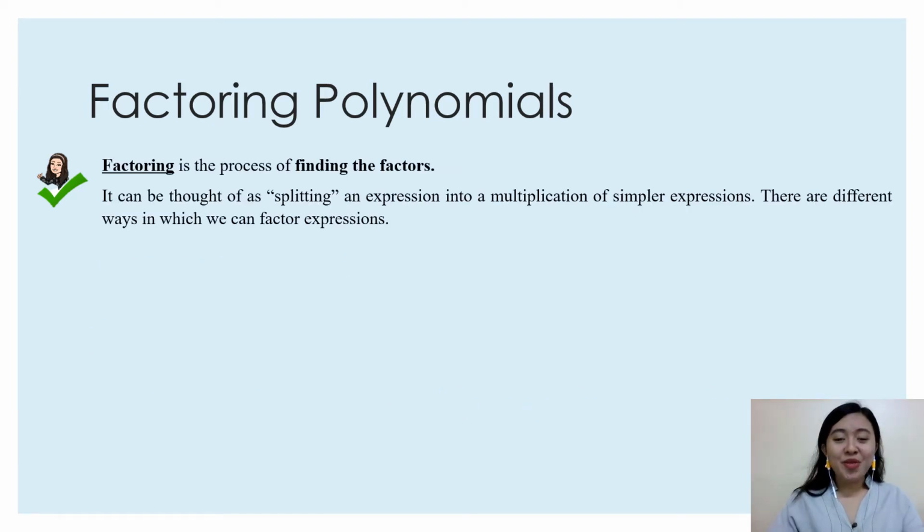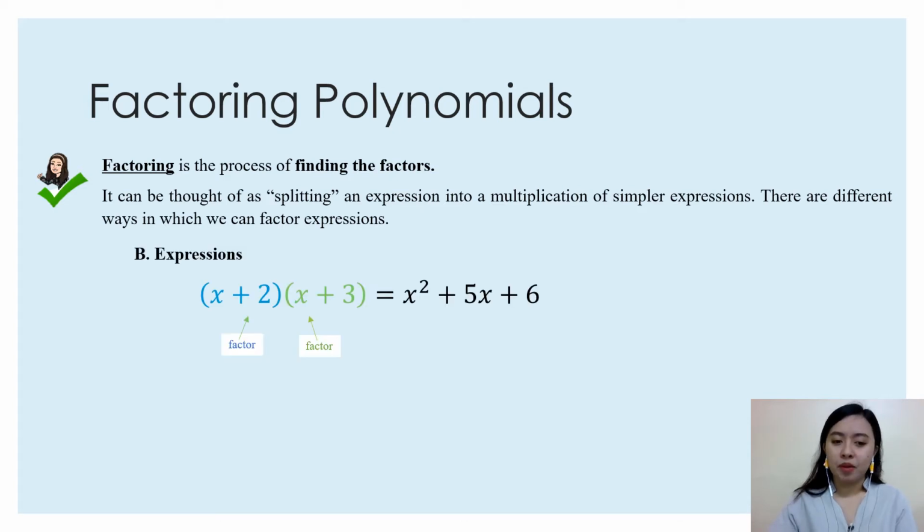Now that you know what the word factor means, let's go to the word factoring. Factoring is the process of finding the factors. It can be thought of as splitting an expression into a multiplication of simpler expressions. There are different ways in which we can factor expressions. Let's take a look at one example.